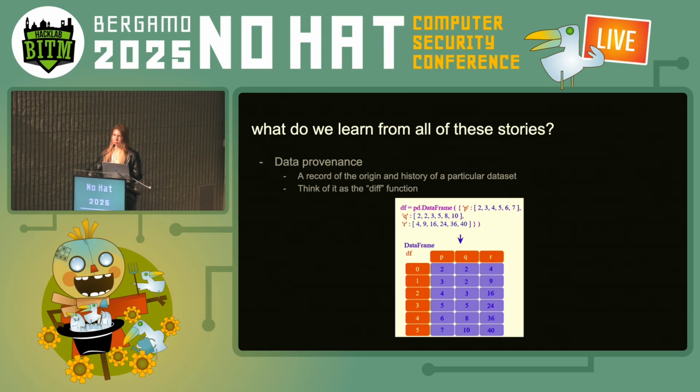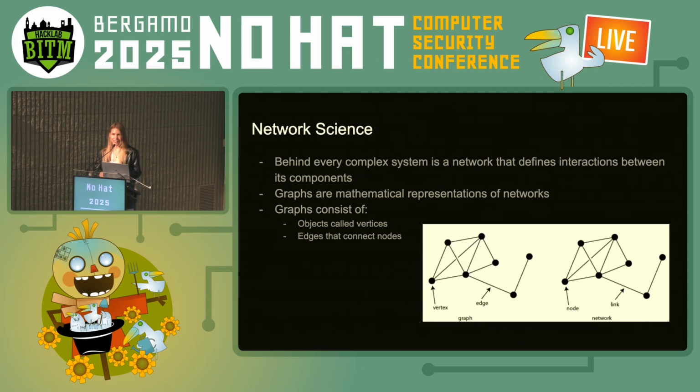So what's the difference between poisoning data within a graph or a network? But before we get into applied data poisoning, what is network science or graph theory? Various systems and their subsequent data sets can be defined by networks, such as the World Wide Web, the nervous system, and social networks. Behind every complex system is a network that defines interactions between its components. Mathematically, graphs are representations of such networks. Graphs consist of objects called nodes and edges that connect these nodes. And almost anything can be defined in some way by a graph or a network.